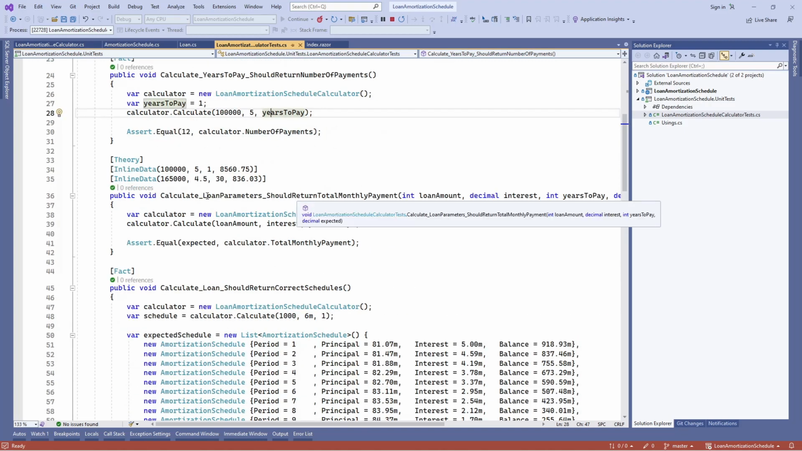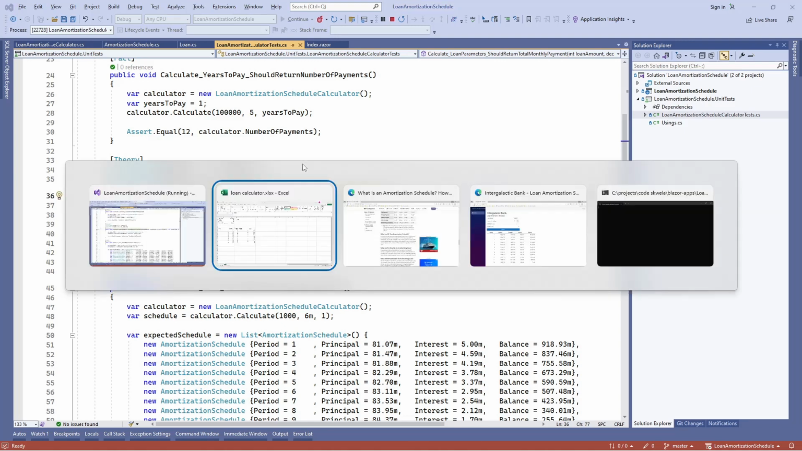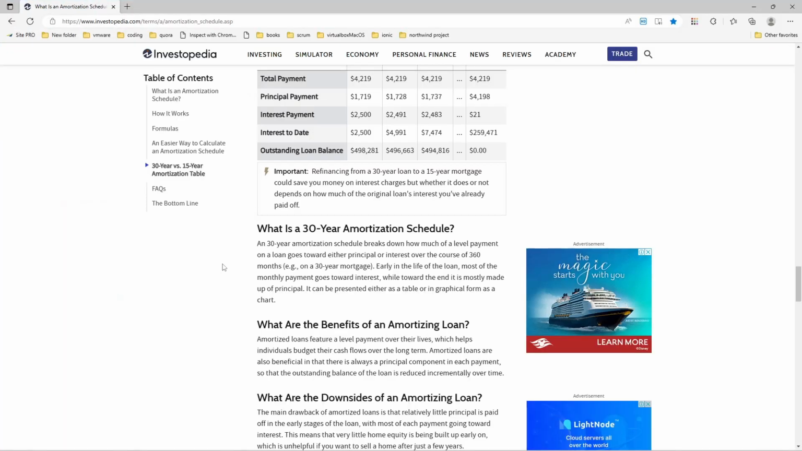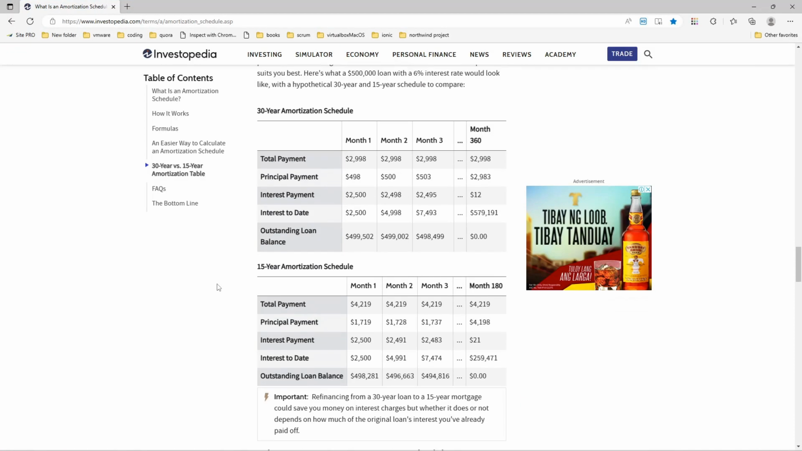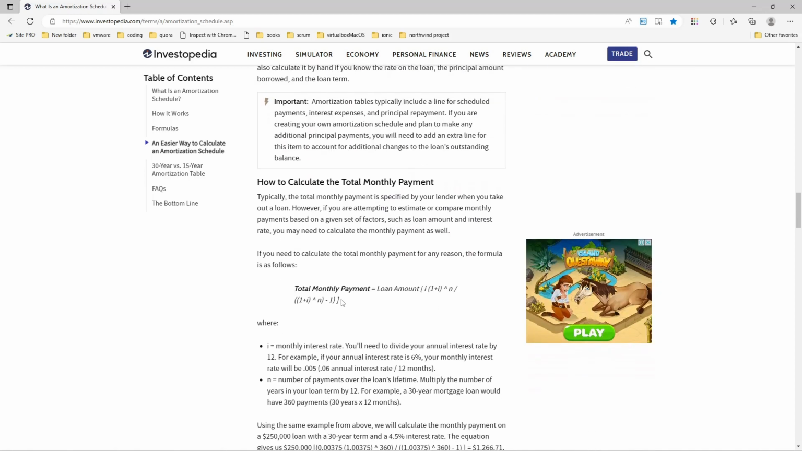And then here we have also the parameters for testing the correct return total monthly payment. Now for the formula of that, again, we can refer to this web page. It has this formula, this one, the total monthly payment. That would be the main component in calculating each of the period, the values that you would be paying for each of the period that you will be paying for the schedule.